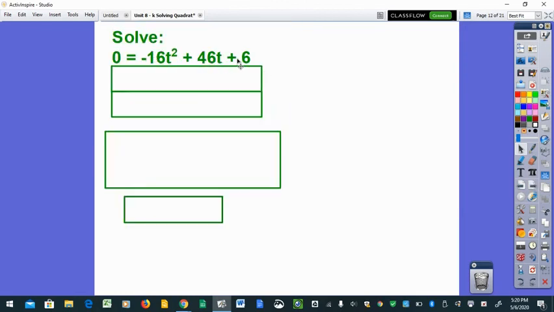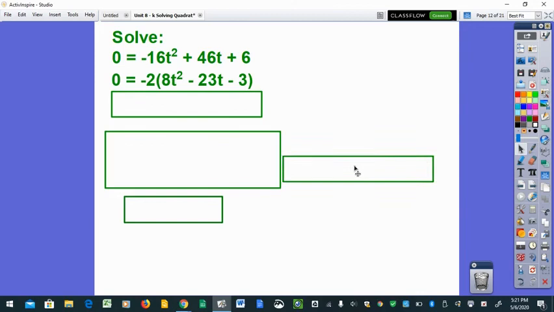So here is our quadratic. The first thing you're going to do is look for your GCF, and finally, do you see? There is a GCF. All of these numbers are even. So if we pull out, and notice I pulled out the -2, because what that does is make this positive, and this makes it easier to factor. So -2 times 8 is -16. -2 times -23t will give us the 46t, and -2 times -3 will be +6.